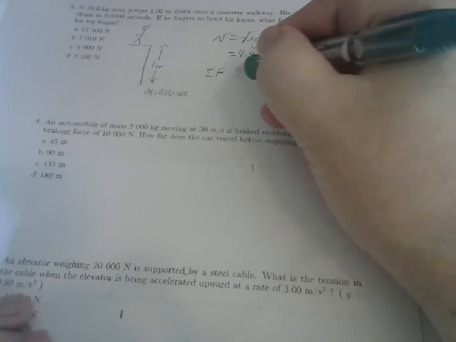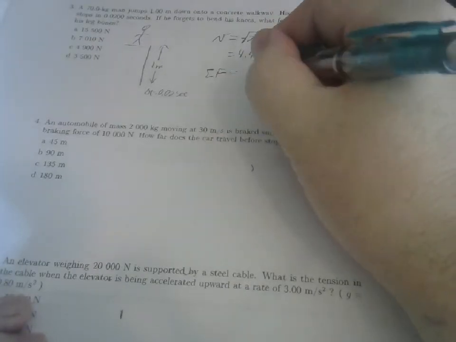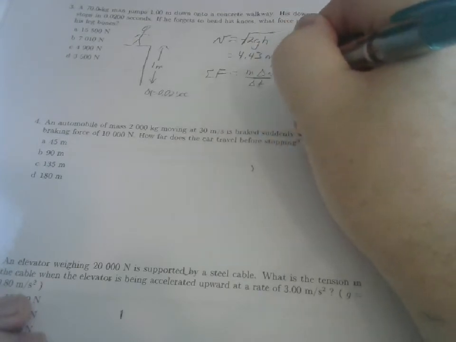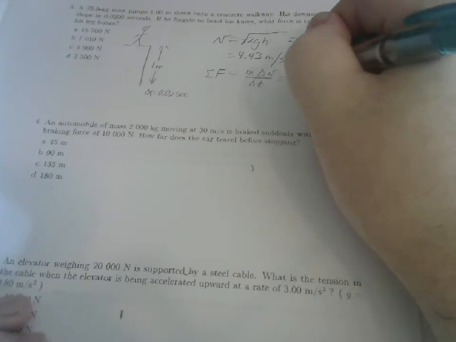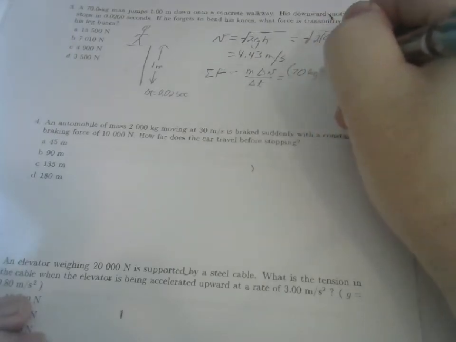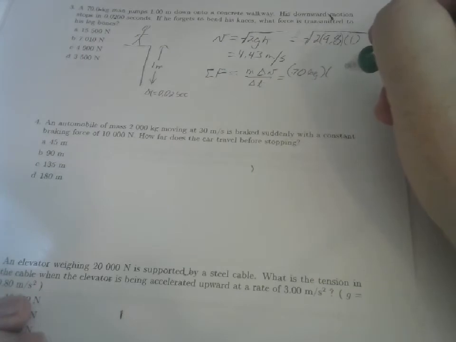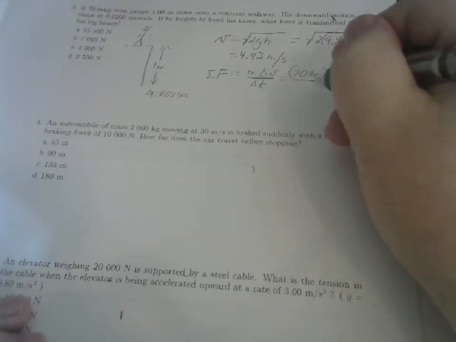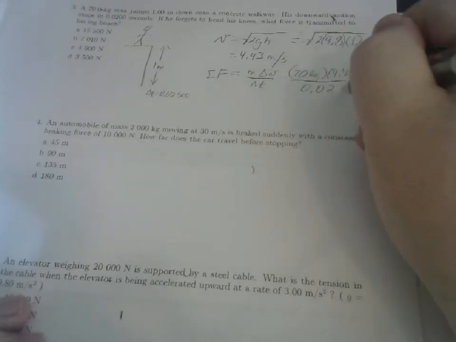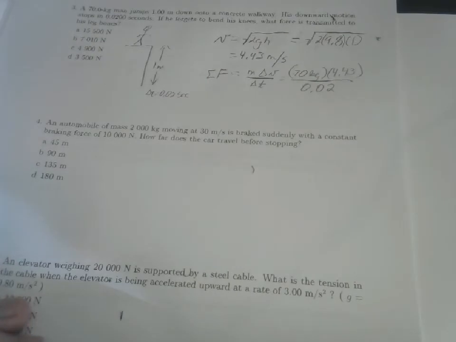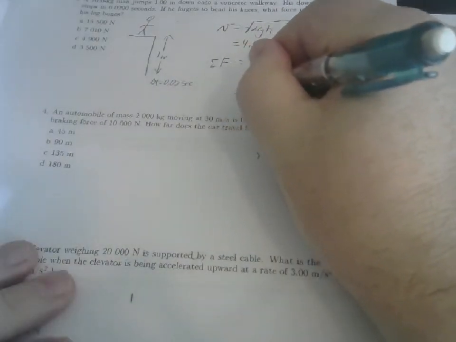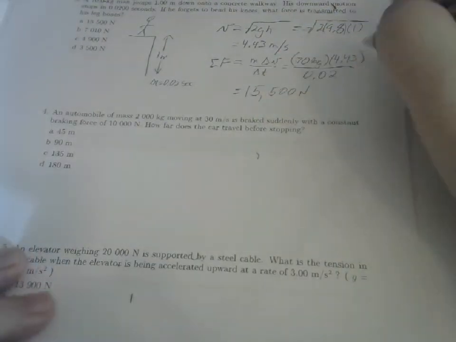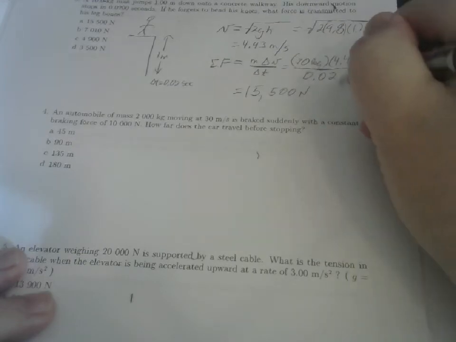So the net force on his legs, or on his knees, is going to be m delta v over delta t, which is his 70 kilograms times his change in velocity, which is 4.43, divided by that change in time, which is 0.02 seconds, which comes out to be about 15,500 newtons. Kilogram meters per second squared.